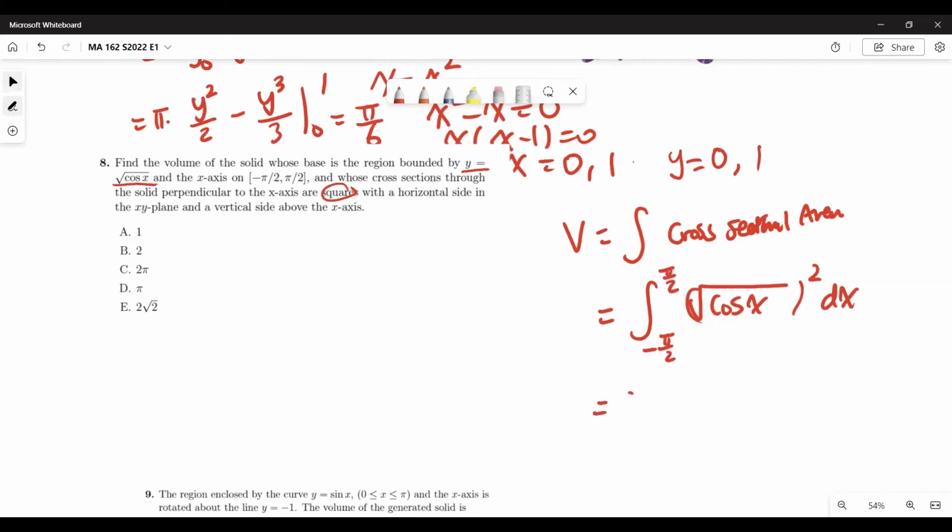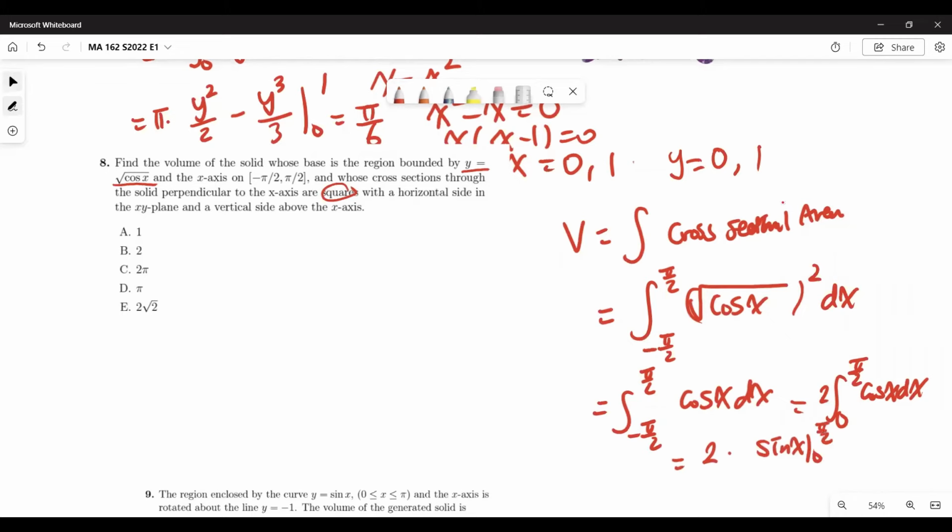So you just have to integrate this thing. Negative pi over 2 to pi over 2, cosine x dx. Since cosine x from negative pi over 2 to pi over 2 is the same as 2 times the integral from 0 to pi over 2 of cosine x dx, we can just integrate this and multiply by 2, basically. So 2 times sine x from 0 to pi over 2. Sine pi over 2 is 1, so this just becomes 1. So 2 times 1 is 2. So the answer is B.